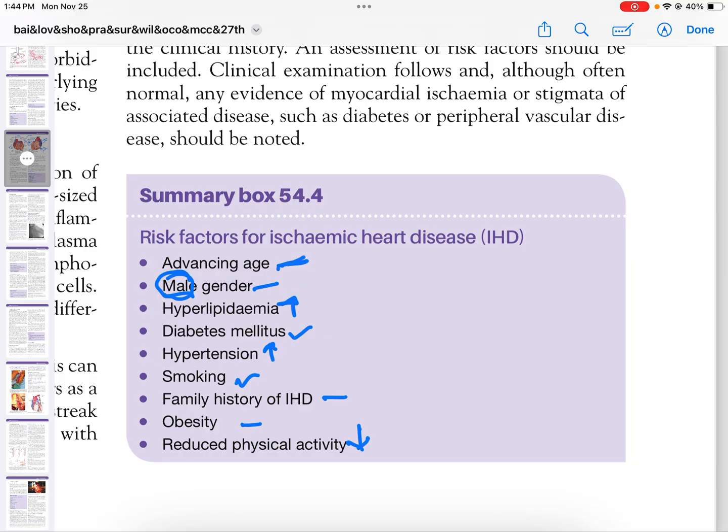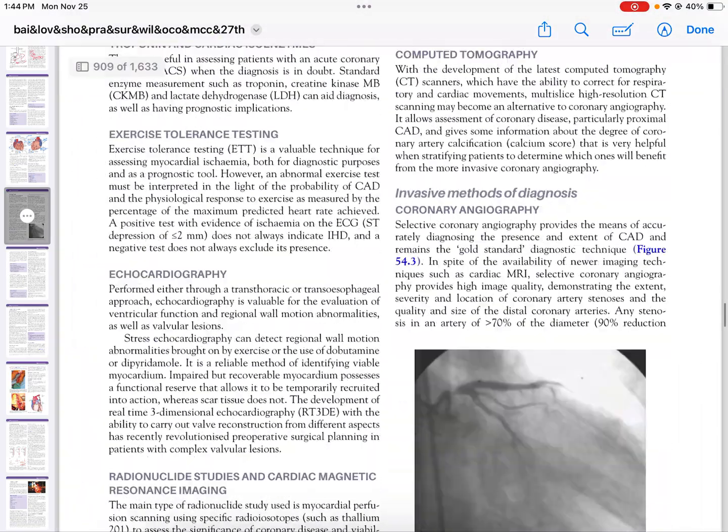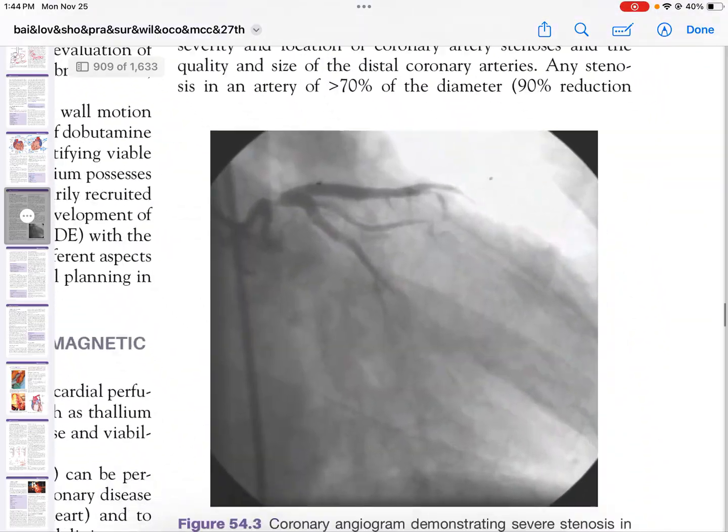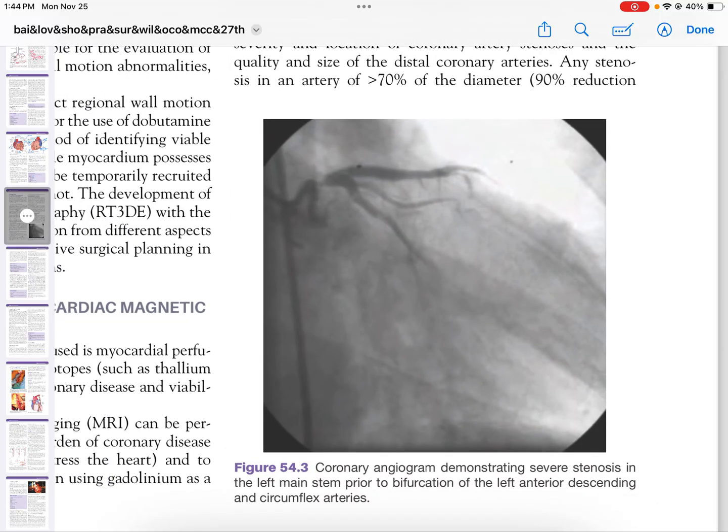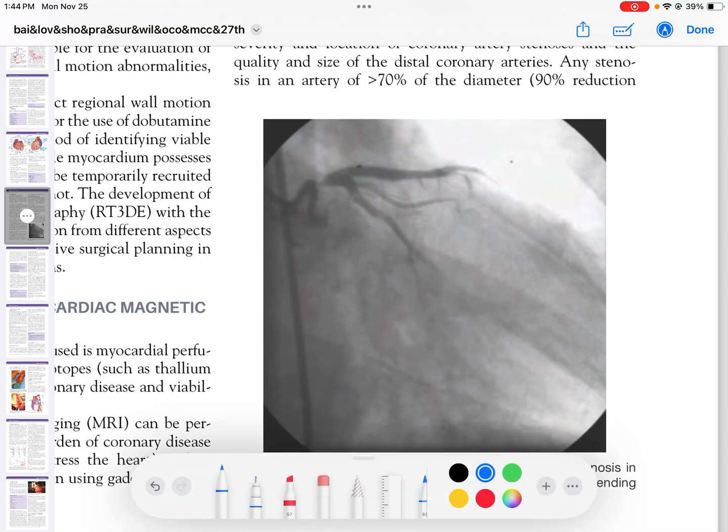This coronary angiogram demonstrates severe stenosis in the left main stem prior to bifurcation of the left anterior descending and circumflex arteries.